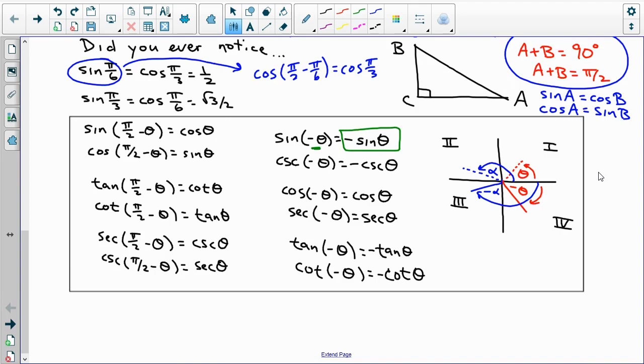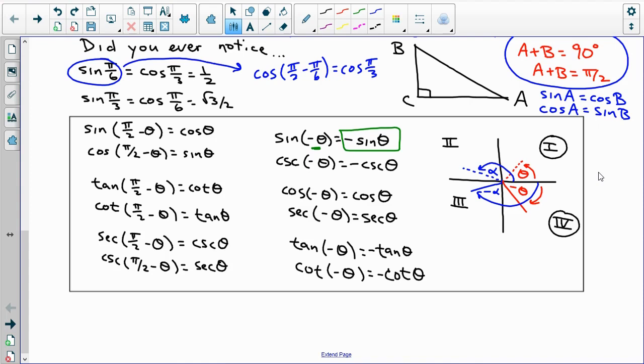Tangent's going to work the same way. Tangent's positive in first and third. So notice that the red or the blue, it doesn't really matter. One of them is going to be positive and one of them is going to be negative. But what's really interesting is when you look at the cosine of a negative angle, it is equal to the cosine of the positive angle. That makes sense because cosine is positive in first and fourth and negative in second and third. So if the red one was positive, the negative red one's also positive. And if the blue one's positive, the negative blue one's also positive. And so on with cosine.